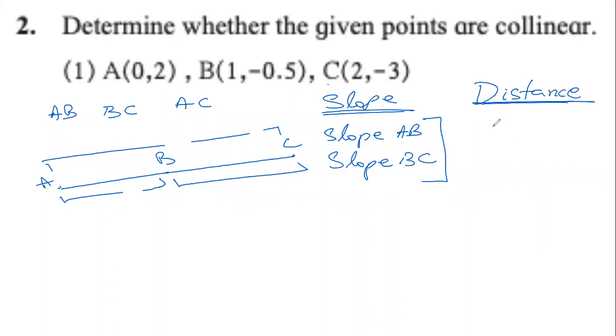In the distance method, we will find the length of AB, the distance between A and B, the length of BC or the distance between B and C, and the length of AC or the distance between A and C. And we will see if the sum of the two shorter distances is equal to the longer distance. If it is, then we will say that these points are collinear. Otherwise, we will say they are not collinear.